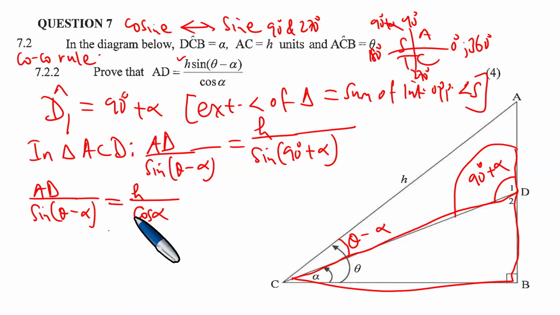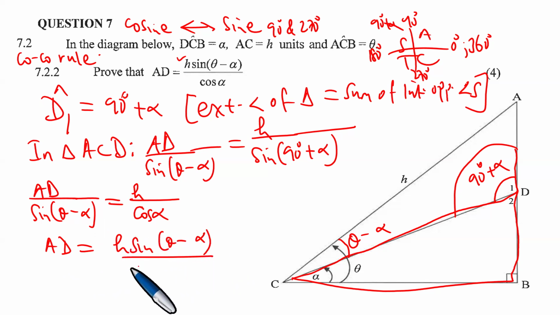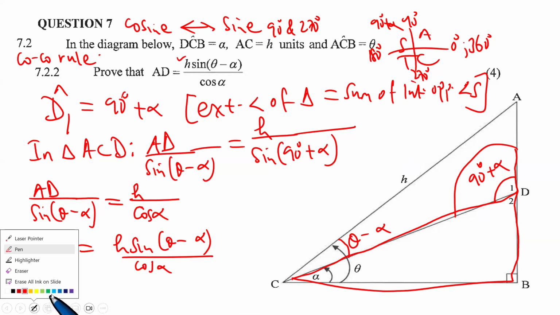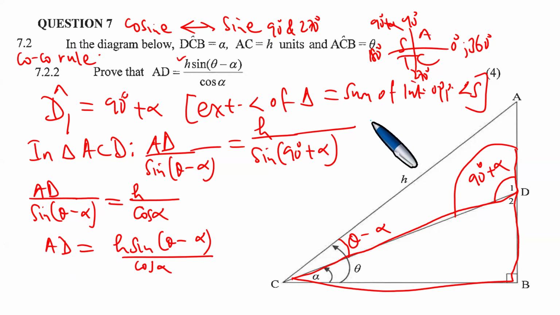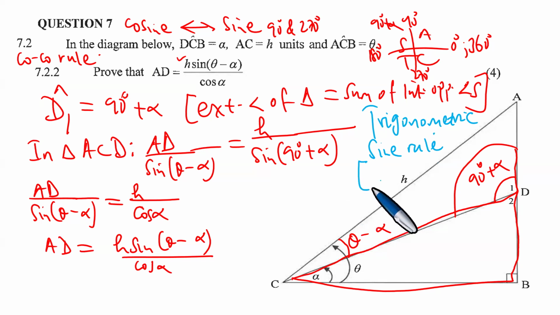And therefore, we perform cross multiplication. If we cross multiply, it means that AD equals exactly H, the sine of the angle theta minus alpha, divided by cosine alpha. This is called the sine rule. It is called the trigonometric sine rule. If you want to call it the sine rule, we also call it the law of sines.